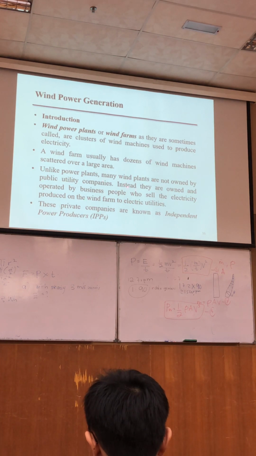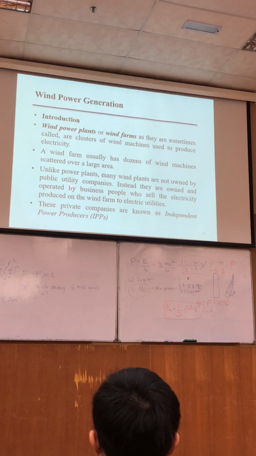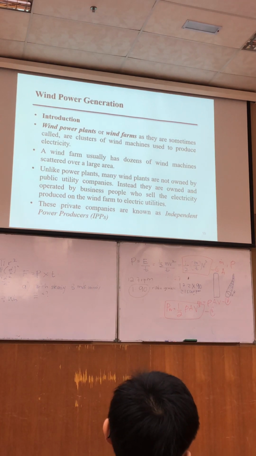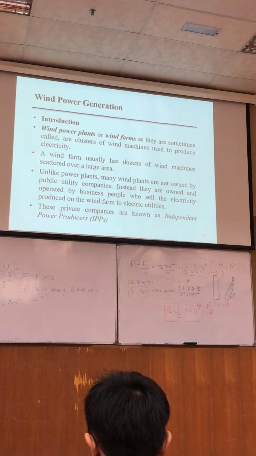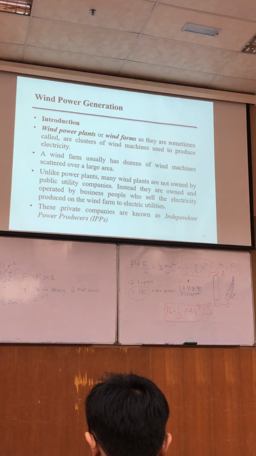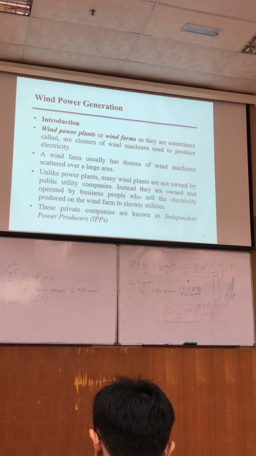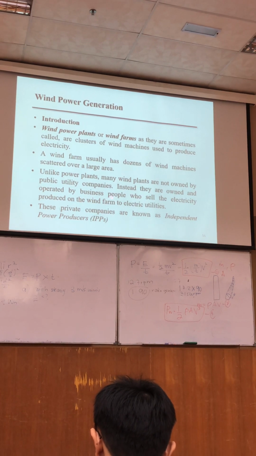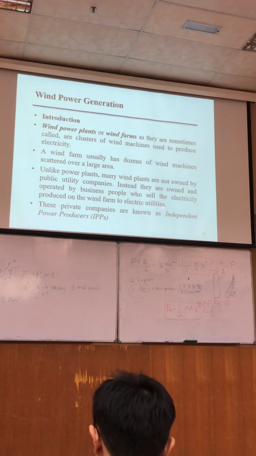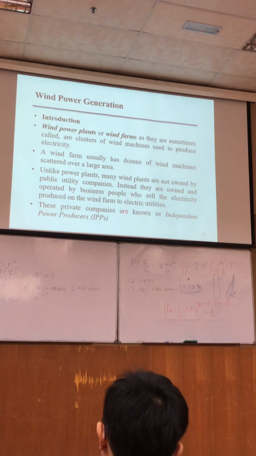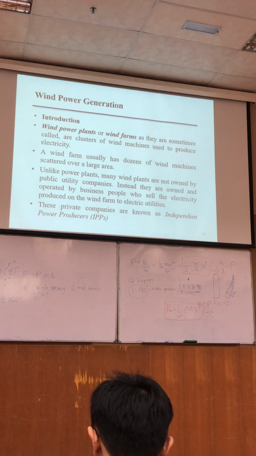Unlike power plants, many wind plants are not owned by public utility. Public utility companies are like TNB, Tenaga Nasional Berhad, Sabah Electricity Sdn Bhd, SESB, or SESCO, Sarawak Electricity Sdn Bhd. Instead, they are owned and operated by business people who sell the electricity produced on the wind farm to electric utilities. These private companies are known as independent power producers.